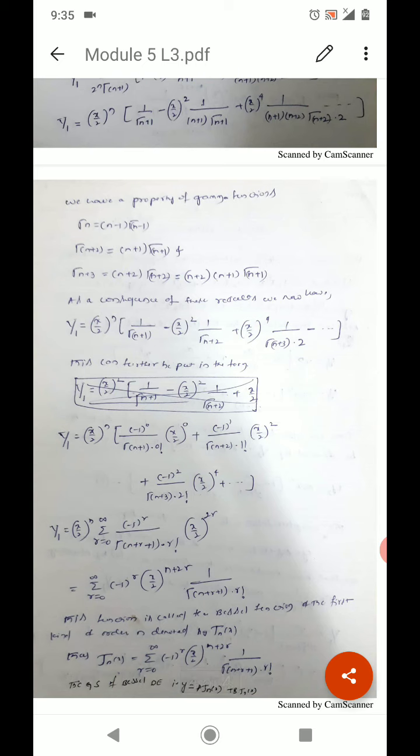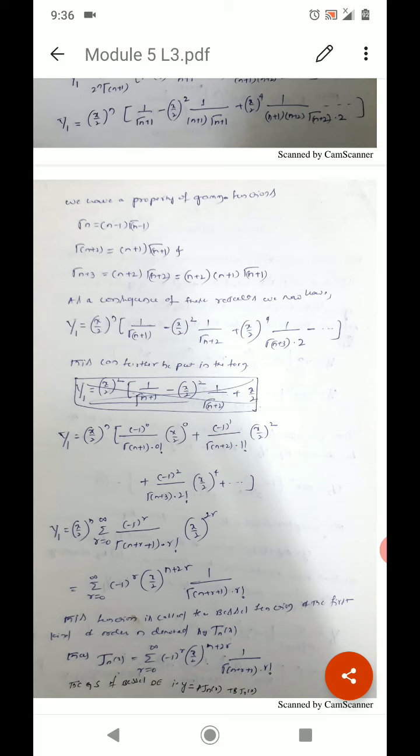Therefore, Y1 becomes (x by 2) to the power n. By generalizing the terms within the bracket, we can write that as minus 1 to the power r divided by gamma of n plus r plus 1 into r factorial into (x by 2) to the power 2r, where r runs from 0 to infinity. So finally we get Y1 equal to the summation of minus 1 to the power r into (x by 2) to the power n plus 2r into 1 divided by gamma of n plus r plus 1 into r factorial.